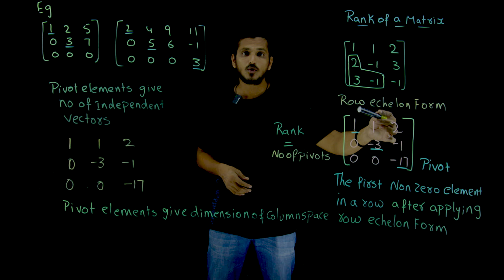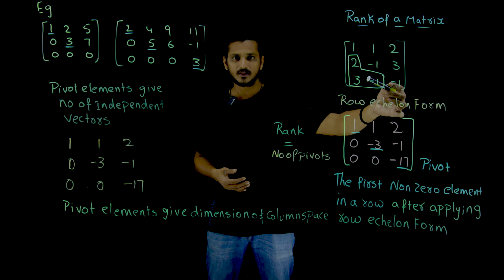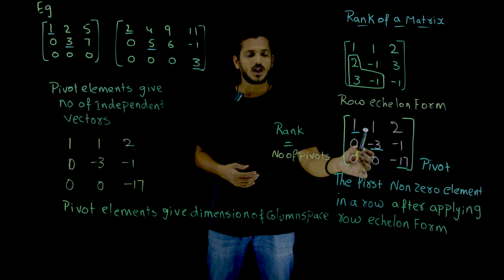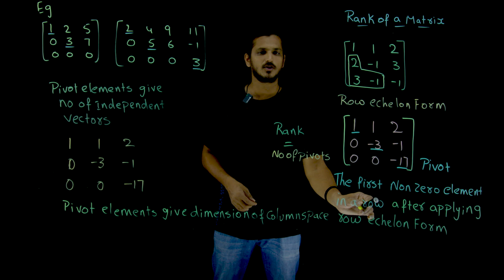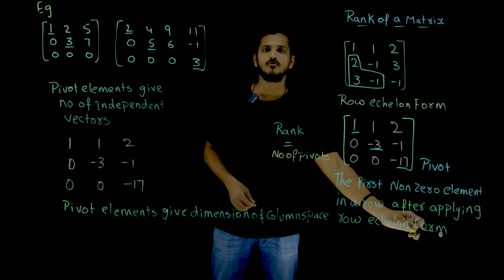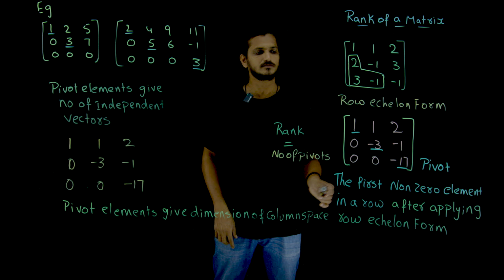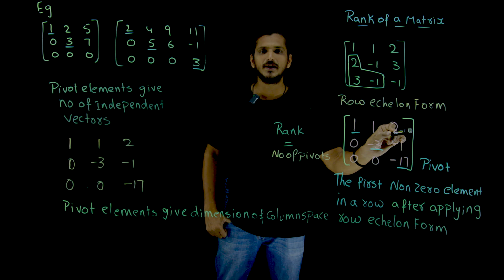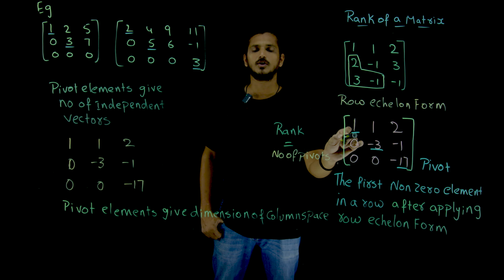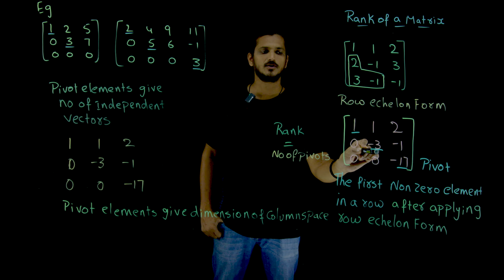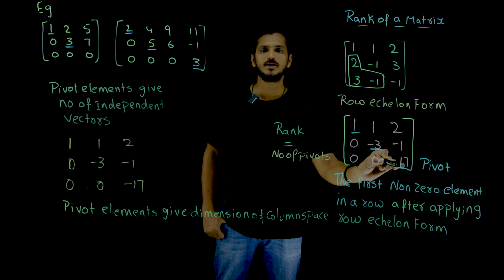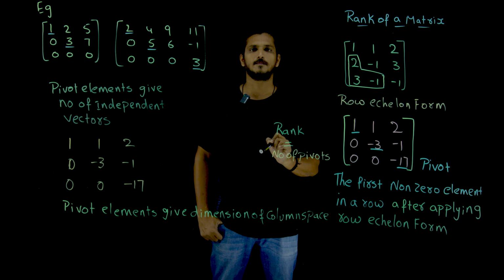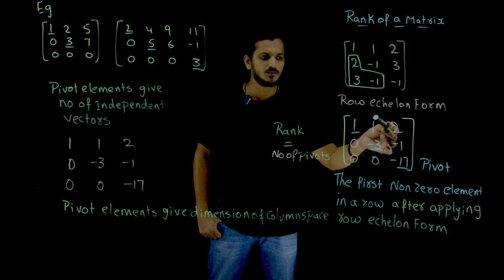After converting our matrix into row echelon form, a pivot element means the first non-zero element in a row. This is the first non-zero element in a row. This is a pivot. The first non-zero element in a row is a pivot. We call it a pivot element. So these are called pivot elements.